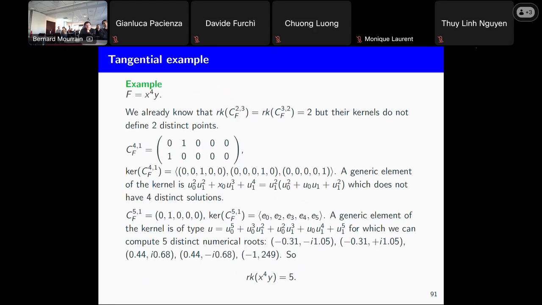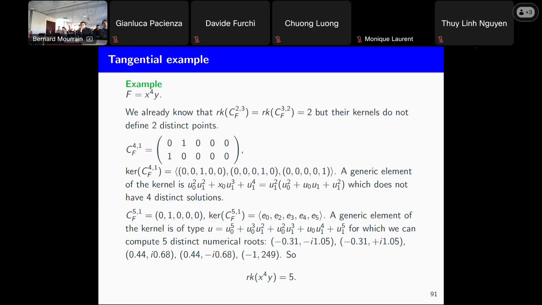And so I'm left with the last one, that is C51. And this is the partial of order 5, C50. The matrix is just this matrix here. And in the kernel, I have plenty of things except this vector here. And now I write down a generic element in the kernel, for example, this one here. And now I should look for 5 distinct solutions.